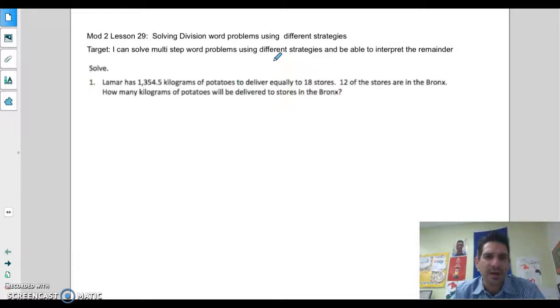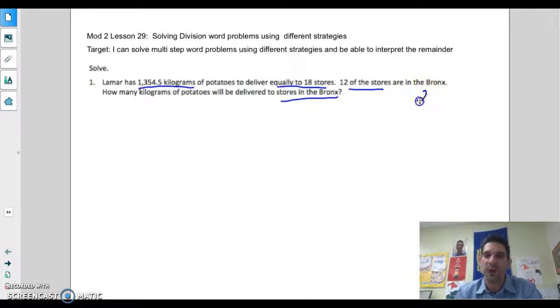Okay, so Lamar has 1,354.5 kilograms of potatoes to deliver equally to 18 stores. 12 of the stores are in the Bronx. How many kilograms of potatoes will be delivered to stores in the Bronx? So what do I know? I know that she has this much potatoes. That's a lot of potatoes. And she's got to deliver them equally to 18 stores. Out of those 18, 12 of them are in the Bronx. How many kilograms of potatoes will be delivered to the stores in the Bronx?